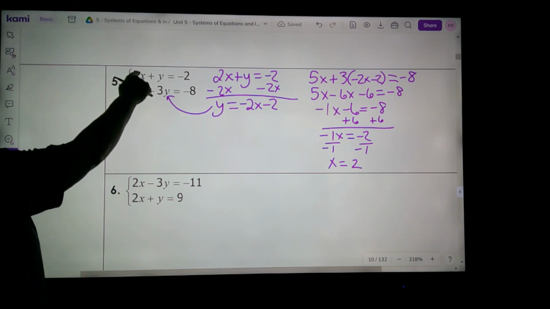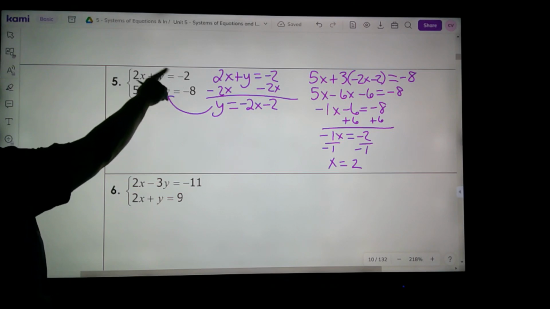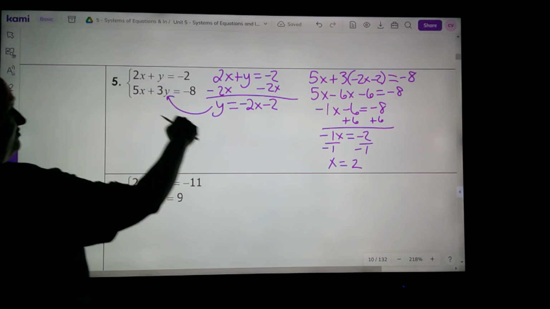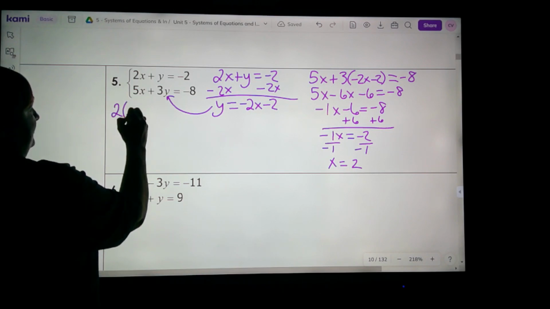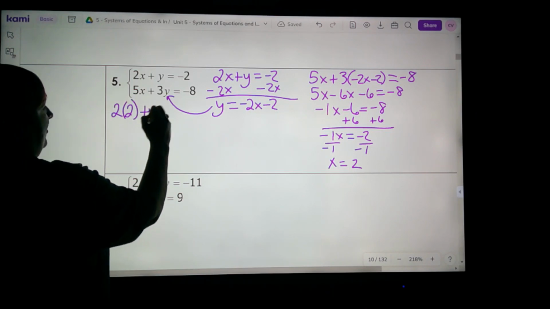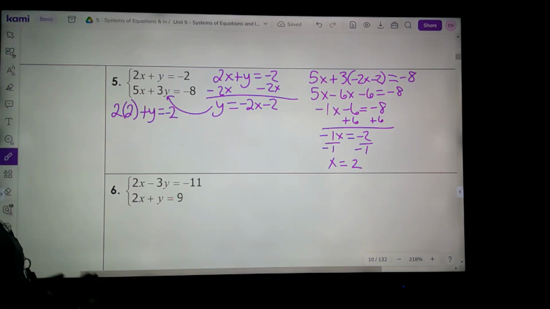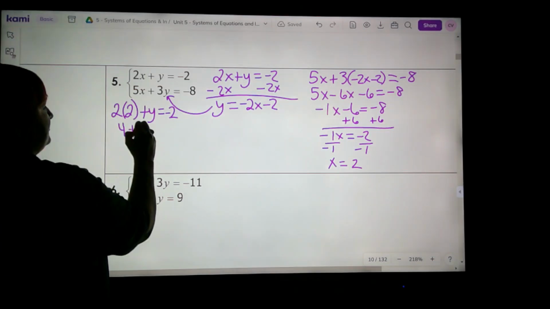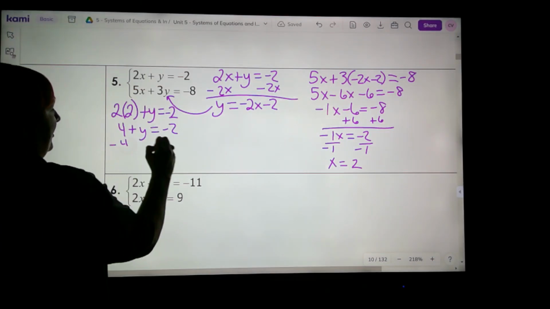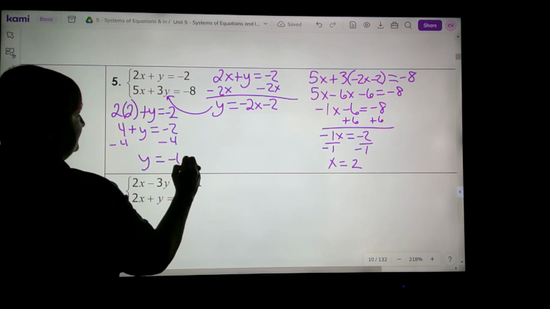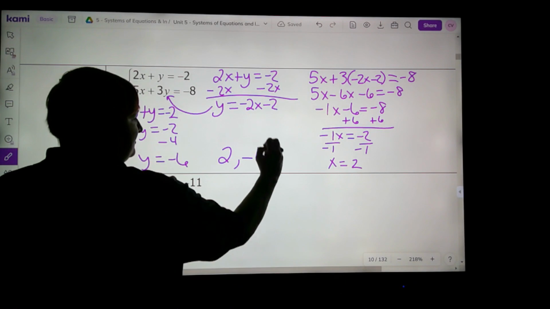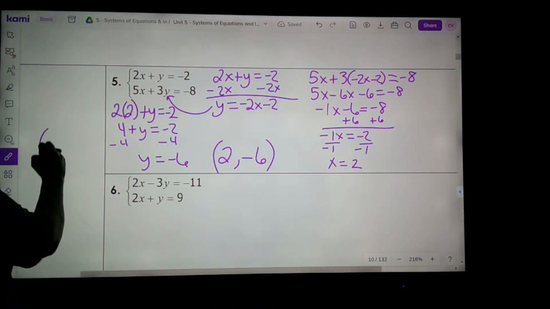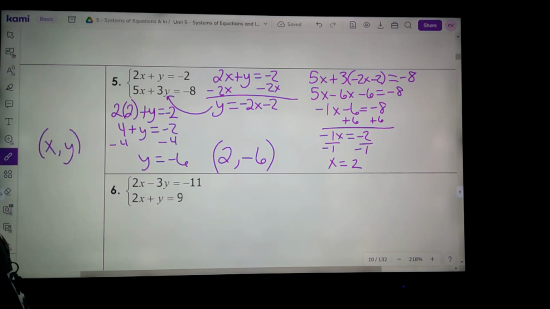So I substituted this value of y into this equation. And now I'm going to substitute this value of x back into the original. Okay. Right, you get it. Right? Instead of x, I'm going to put 2 plus y equals negative 2. This equation is simpler. I'm just going to use it because it's simpler. 4 plus y equals negative 2. Subtract 4 from both sides. Y equals negative 6. So my solution, my intersection, is 2, comma, negative 6, x comma y, right? It's always x comma y. The x always comes first.